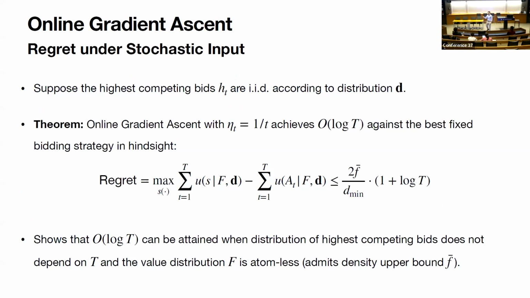If the environment is stationary, so the highest competing bid is drawn from some distribution at every time step, it turns out the concave formulation becomes strongly concave, and you can get log T regret here, which is a drastic improvement over the previous best of square root T. And you're pretty much getting it for free here because of the formulation.